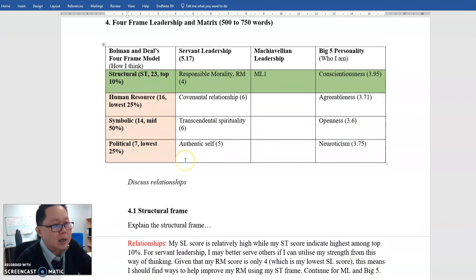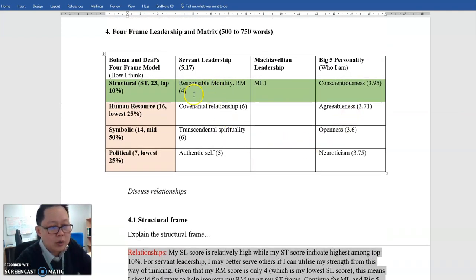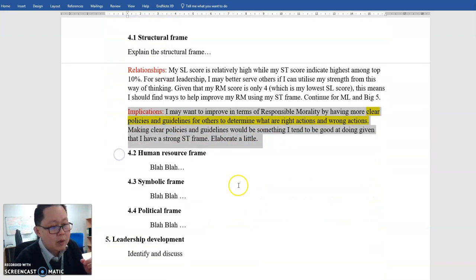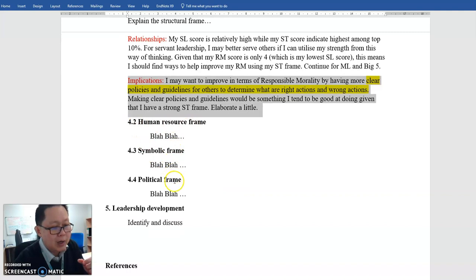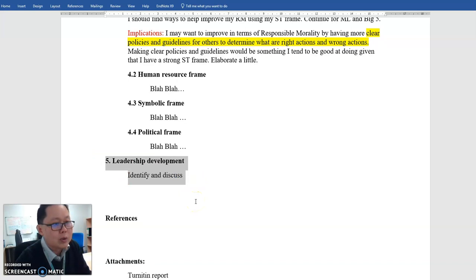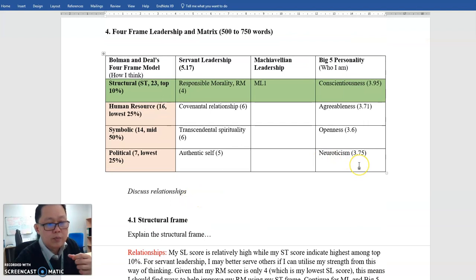So having analyzed the 4.1 structural frame and looking at some of the relationships that you have highlighted, this one you have to choose on your own, what makes sense to you, how you understand yourself in this structural aspect. Then looking at one implication is enough. After you have finished the HR frame, symbolic frame, think about your political frame as well. Now you have to identify one area which you think that through the next 1-2 years, you will want to enhance yourself, some aspect of this discovery that you have about yourself.